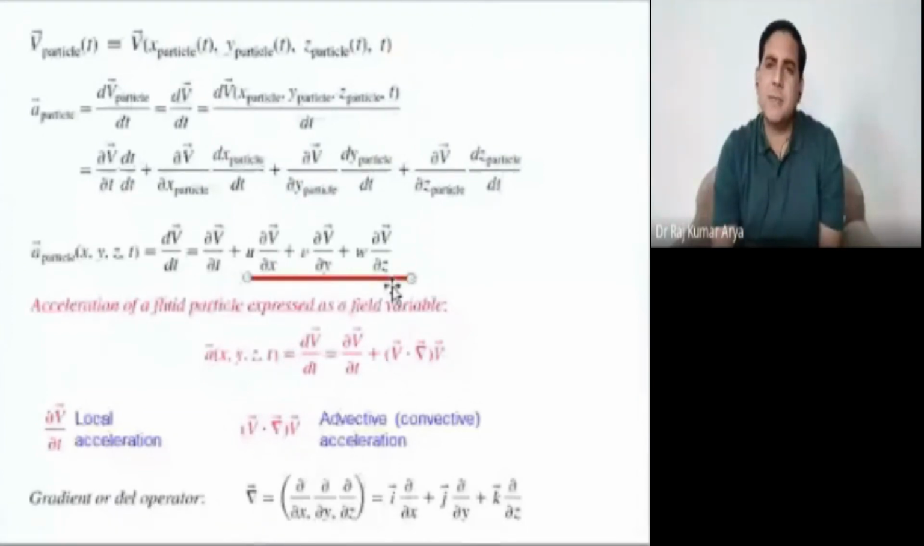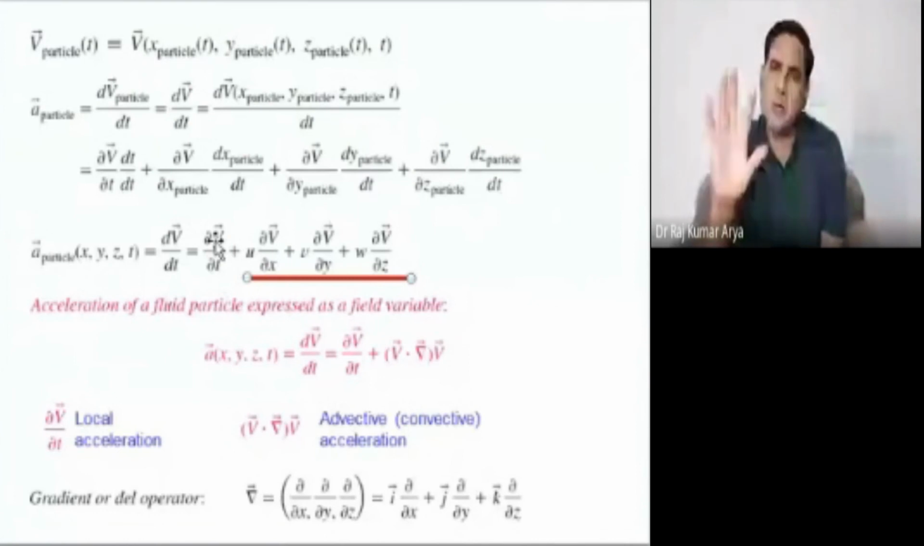Because this is just the change in velocity of a particular particle. So that may change due to the motion of fluid particles only. Now this ∂V/∂t, the first term which is not underlined, is called the local acceleration of the particle. It would be just a function of time.